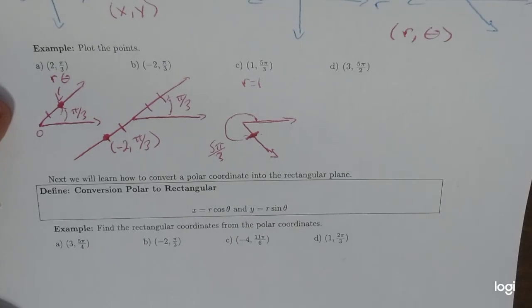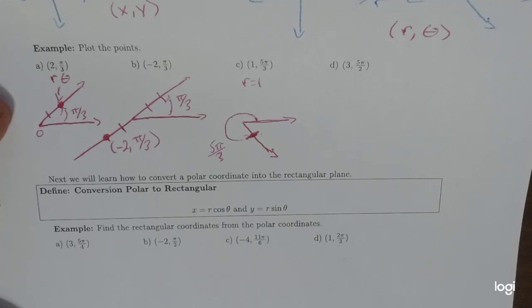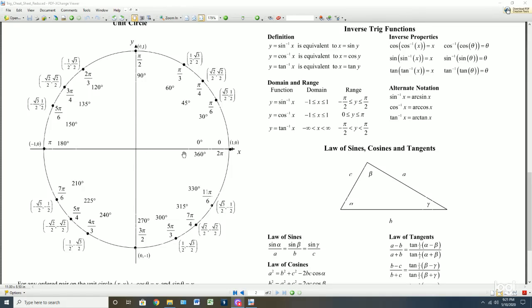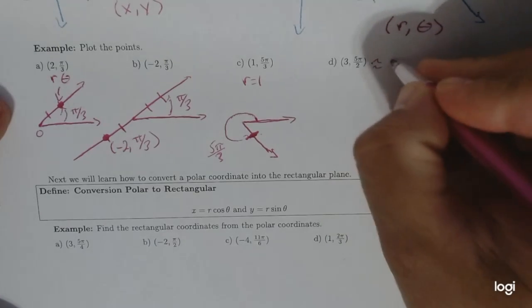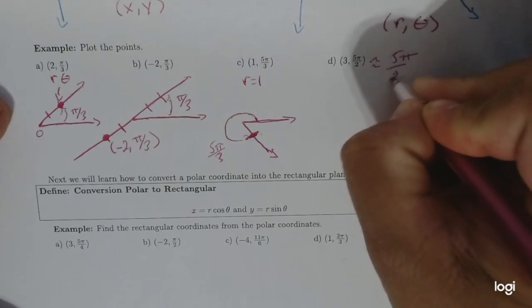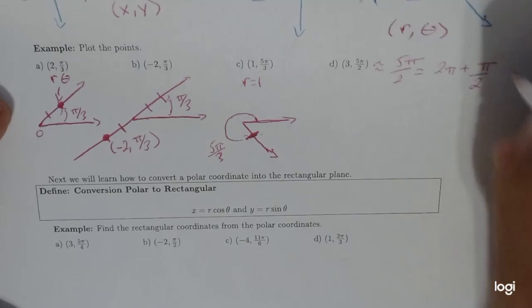Right, and the last one is 3 comma 5 pi over 2. Well, again, where's 5 pi over 2? Oh boy, it's not on our unit circle. Well, what was 5 pi over 2? So 5 pi over 2 is another way of saying, going back a couple sections, right? 5 pi over 2 is the same thing as 2 pi plus pi over 2, correct?